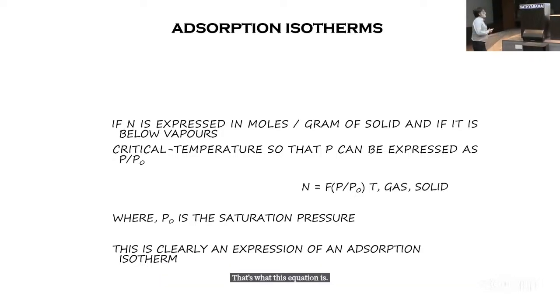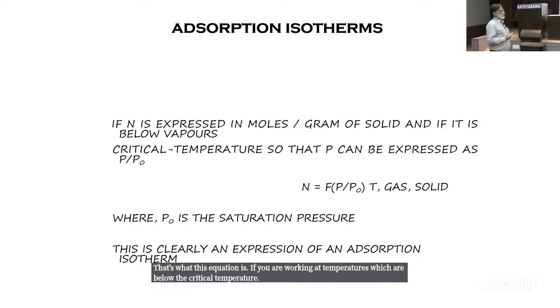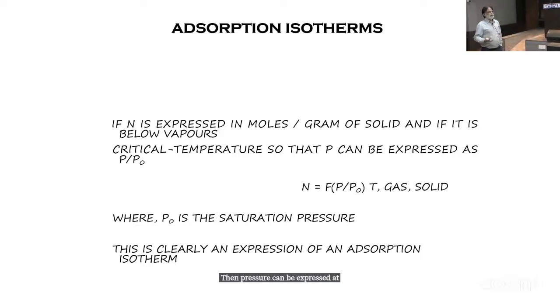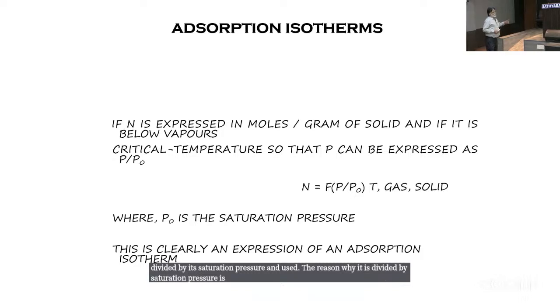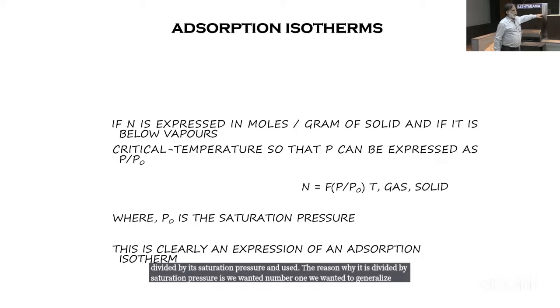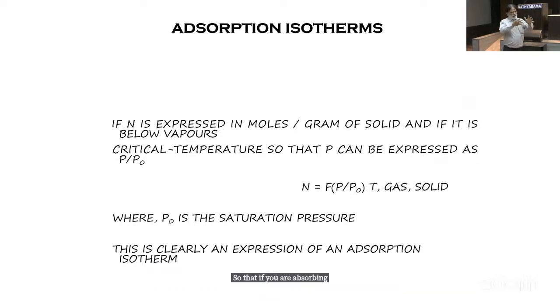If we are working at temperatures which are below the critical temperature, then pressure can be expressed as relative pressure, which means pressure can be divided by its saturation pressure and used. The reason why it is divided by saturation pressure is, number one, we wanted to generalize the adsorption phenomena so that if you are adsorbing nitrogen or if you are adsorbing argon, it shouldn't matter.